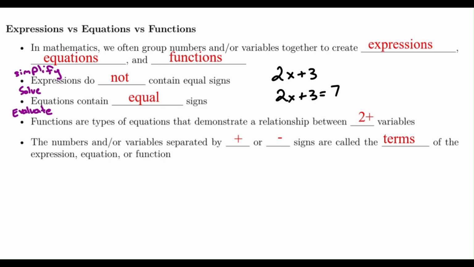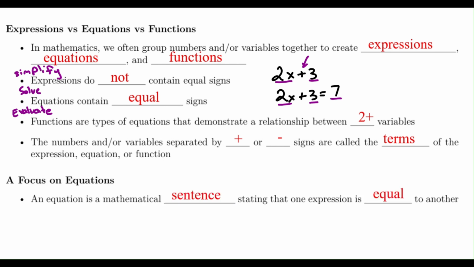Now, I also put up here that the numbers or variables that are separated by plus or minus signs are called the terms of the expression. So for example, in this expression, I have two terms. I have 2x and I have a 3. Notice they're separated here with this plus sign. This expression has two terms to it. The expression on the other side of the equal sign, 7, has just one term to it.